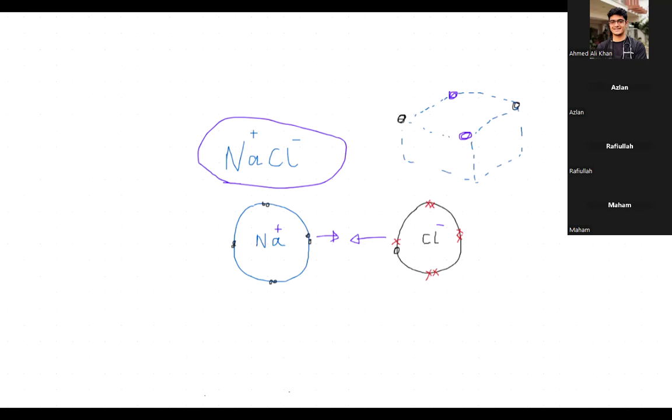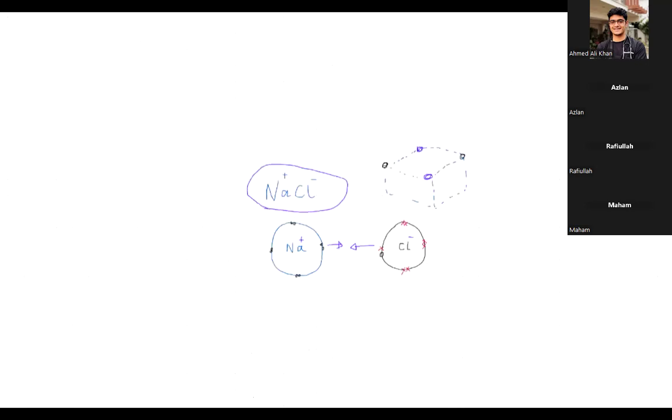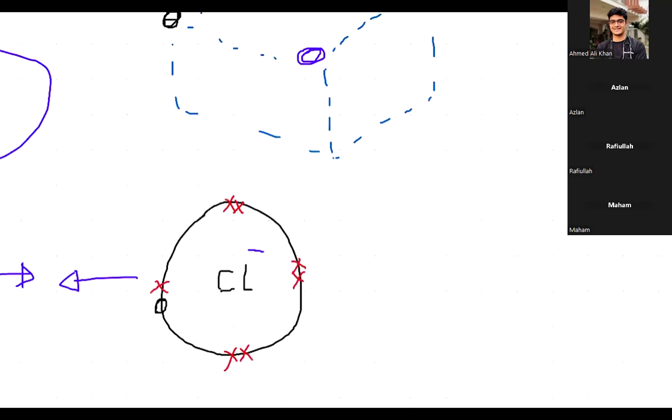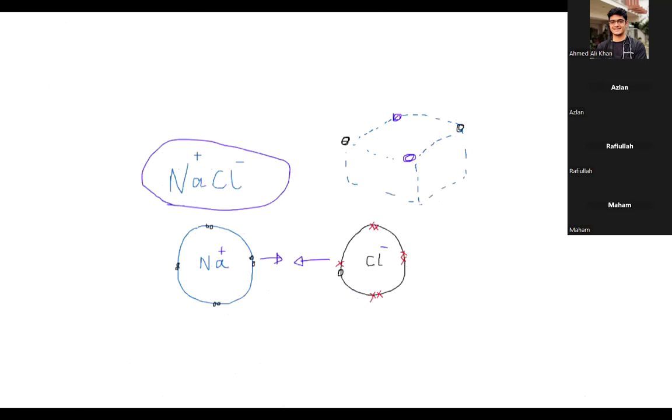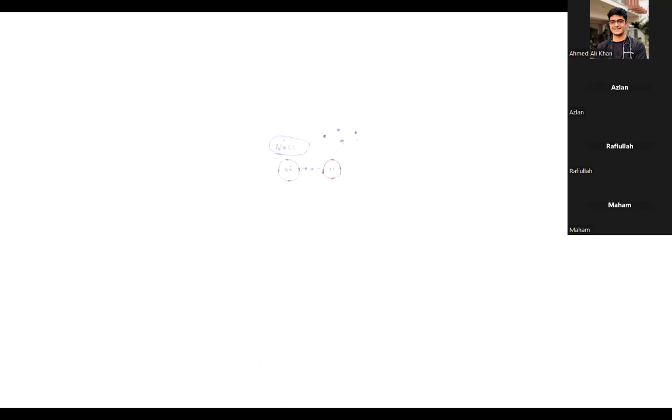So how will you represent this in the paper? So how will you draw this in the paper? So let's go over that. So once you're done drawing the structure for sodium chloride, what you'll do is, you'll draw sodium, you'll write Na, okay? You'll write Na, you'll draw the outermost shell.